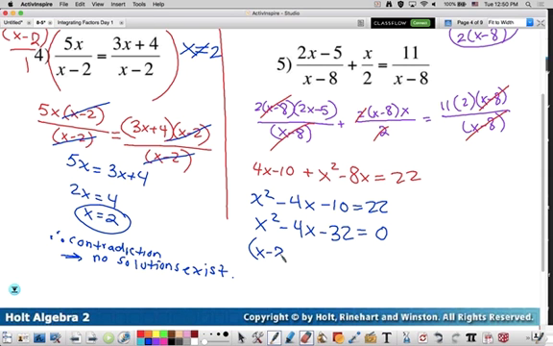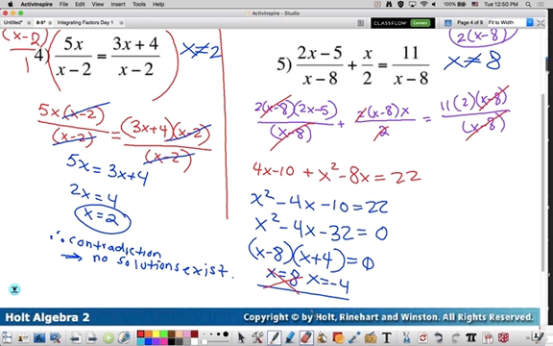X minus 8, x plus 4 equal to 0. X equals 8. X equals negative 4. Do you see any problems with any of those answers? Yes. Which one? X equals 8. There you go. Good eye. Maybe starting right at the beginning and saying what x cannot be would be good. X cannot equal 8, so therefore this one is not an answer.